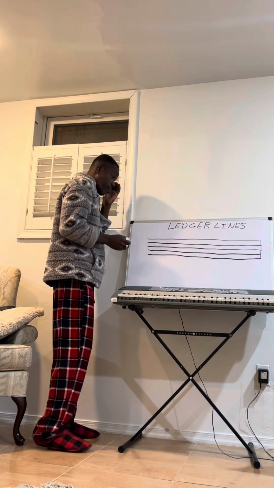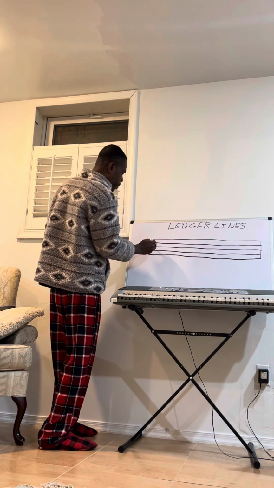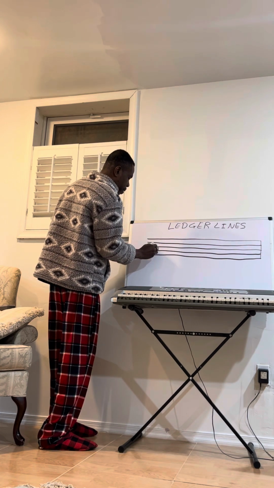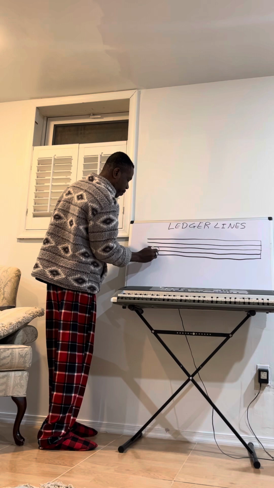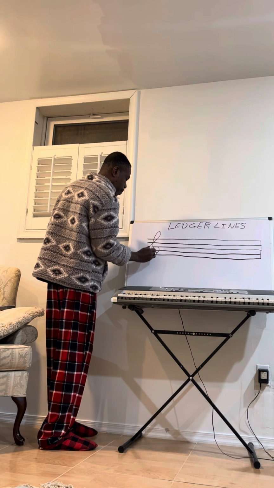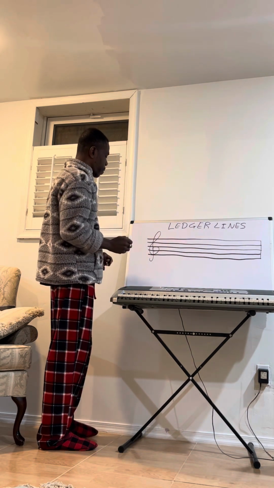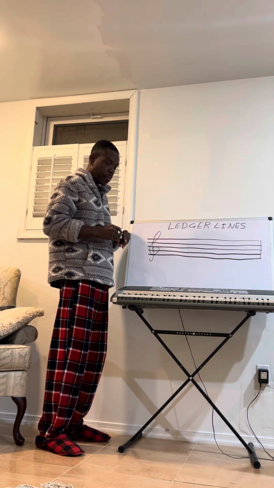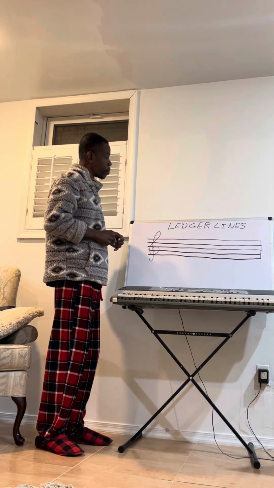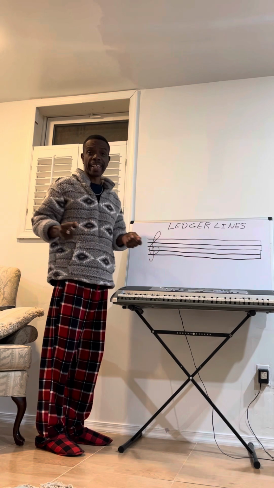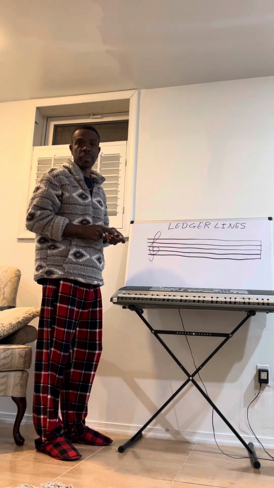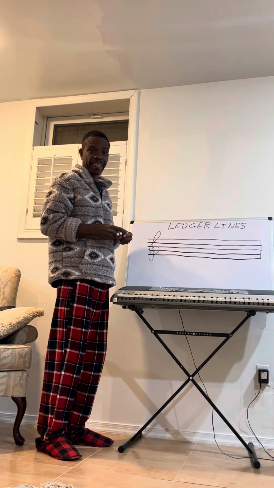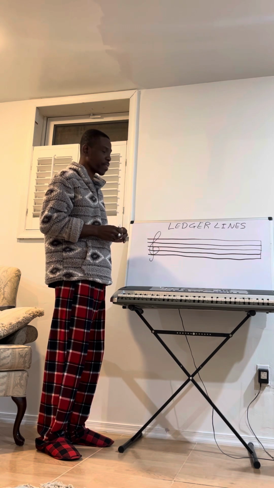Okay, so here we have the staff. I'll just put in the treble clef here. Good. So, ledger lines. Now years ago, the staff used to be 10 lines, many centuries ago. The staff has 10 lines.